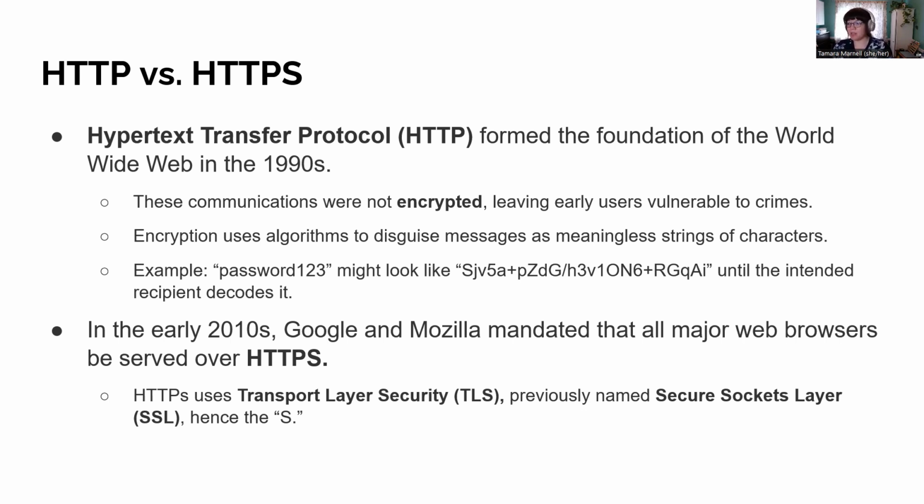Now, this particular string is not actually an encrypted string. It's literally a random string of characters, but it is just as meaningless as what people would see for a real encrypted message. So in the early 2010s, Google and Mozilla mandated that all major web browsers be served over HTTPS by default instead. And HTTPS uses Transport Layer Security, TLS. You might see it, or TLS 2.0, if you've seen messages about that.